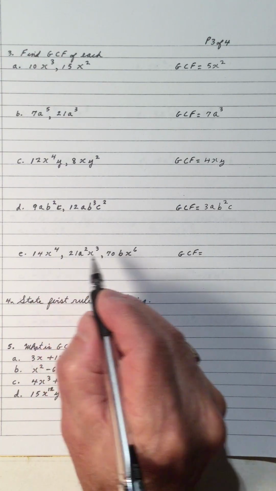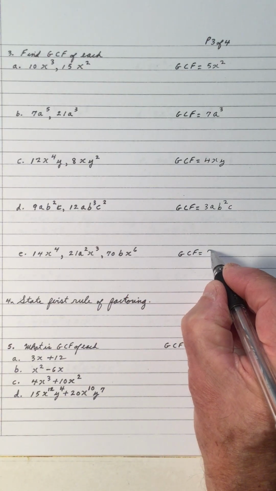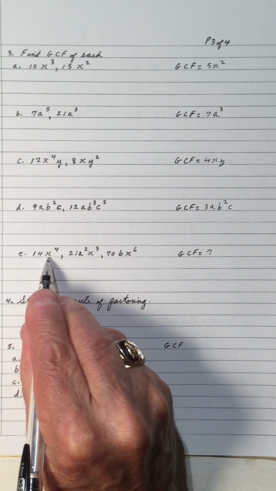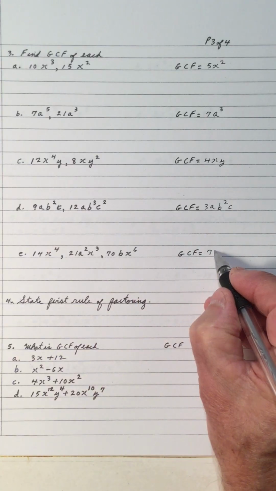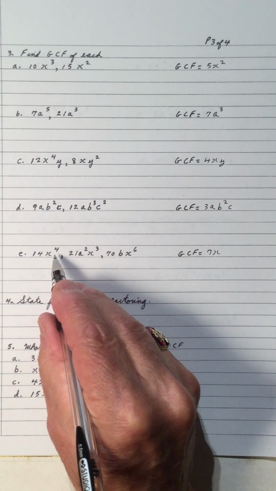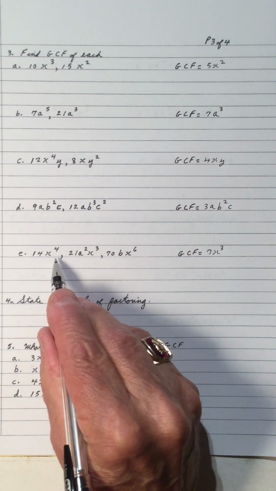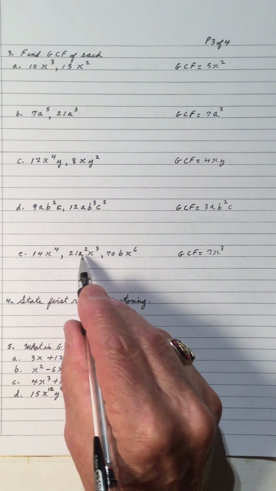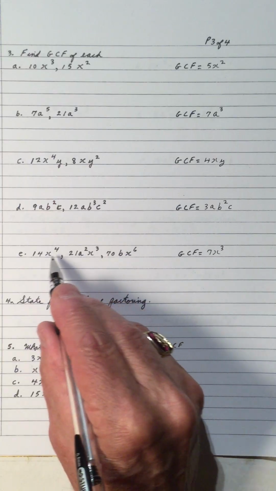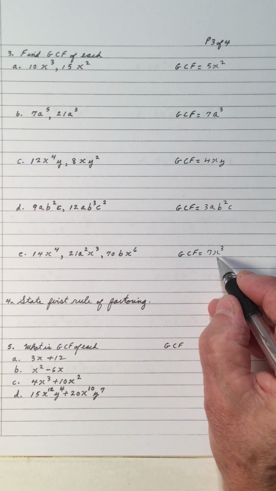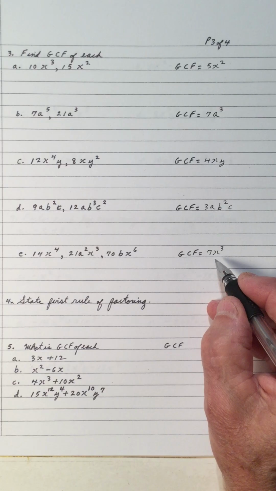7 is a factor of 21 and 70, so 7 is the numerical GCF. We have an x in every term, write it down. So we got a 4, 3, and a 6. 3 is the smallest. And A is in this term, but it's not common. B is in this term, but it's not common in the others. So 7x cubed.